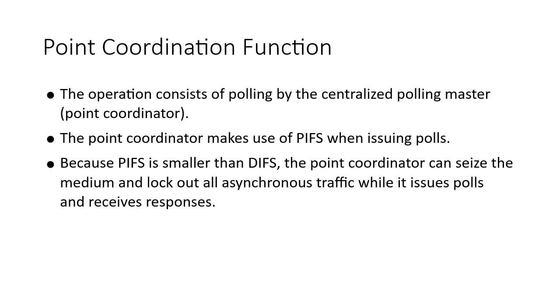When a poll is issued, a polled station may respond using SIFS. If the point coordinator receives a response, it issues another poll using PIFS. If no response is received during the expected turnaround time, the coordinator issues another poll.